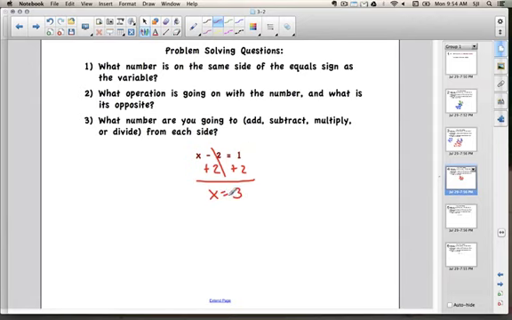Let's go back and check. Anywhere we see x, we can substitute in 3. So that means we'll have 3 minus 2 equals 1. 3 minus 2 is 1, and that's equal to 1. This is a true statement. 1 does equal 1. So that means right here, x equals 3 must be the answer.